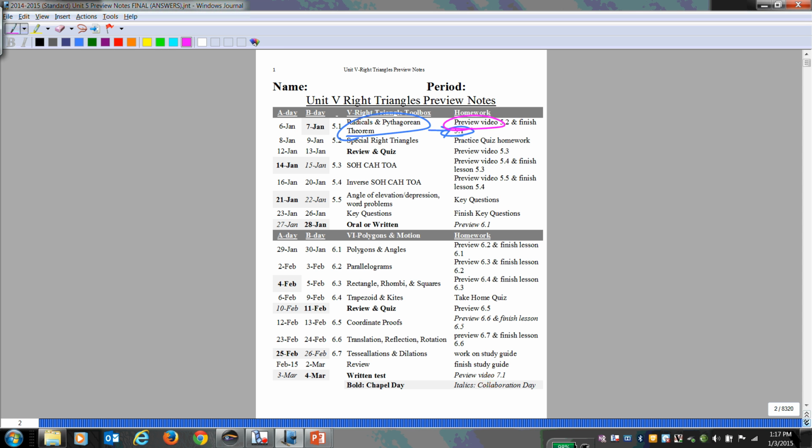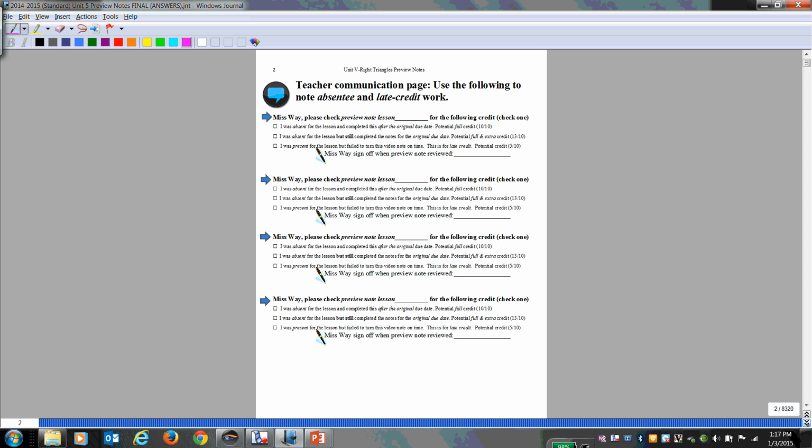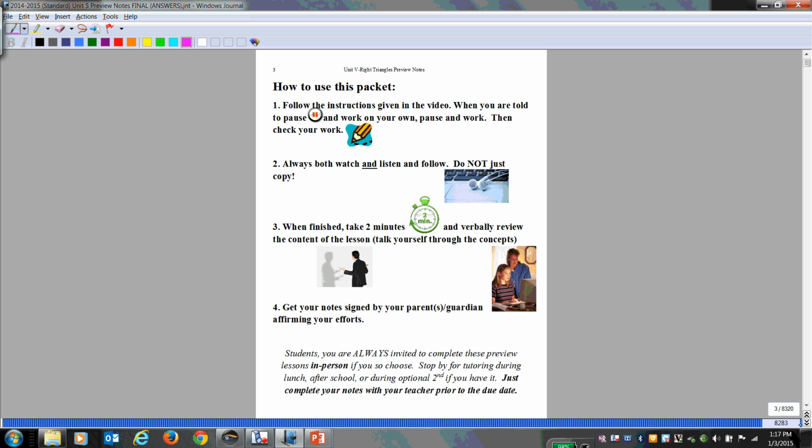Taking a look. You only use this page if you are absent or turning things in late. Make sure you use this packet effectively. When I say pause and do your own work, actually pause and do your own work, and then restart and check for your understanding. Always both watch and listen. Do not just copy. When you're finished, take 2 minutes and verbally review the content of the lesson. Talk yourself through the main concepts. That is absolutely critical. That will solidify the information.